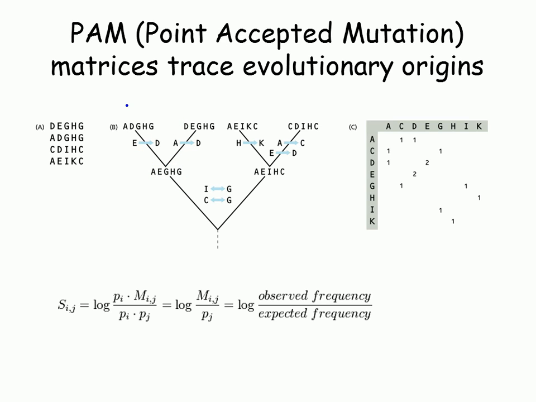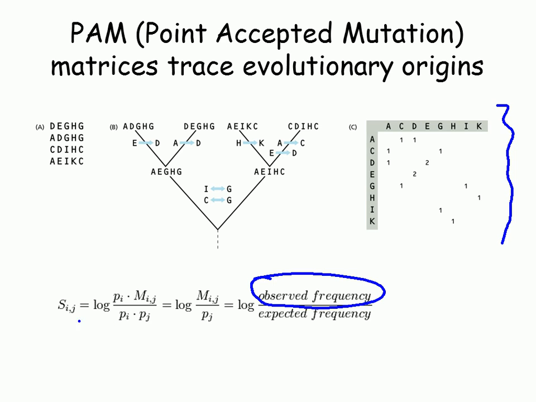So to find the score of A being replaced with a D, you need to count the number of times A is being replaced with a D and divide it by the background frequencies of A and the background frequencies of D. Okay. So this matrix C just gives you the number of times that you see a substitution. And then that's the observed frequency matrix. And then you divide it by the expected frequencies, which is the multiplication of the frequency of A and then the frequency of D, or any other pair that you are looking at.